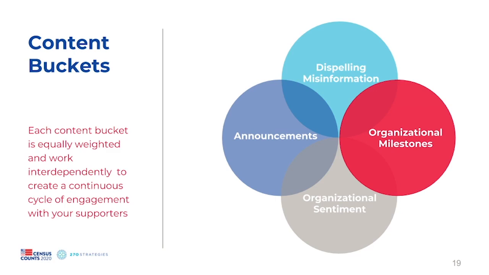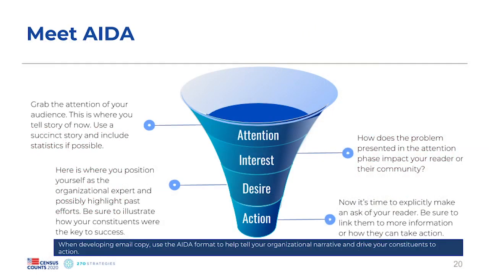And fourth is announcements. When organizing the body content of your email, it's best to use the ADA format. You want to grab the reader's attention. This is where you're telling the story of now. Keep it short and sweet. Next, you have to relay the purpose of your email to that reader's interest. Now, you have to create a desire for your reader to take action.